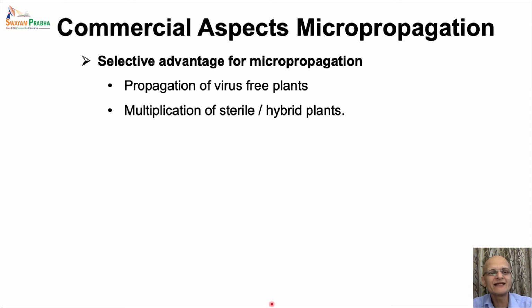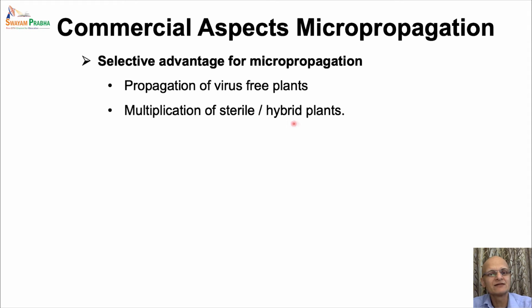Other possibilities are if the plants are sterile. Obviously, if the plants are sterile, these plants would not be able to make seed and so would not be able to multiply through the formation of seeds. Therefore, alternative methods need to be explored, and micropropagation can help in the multiplication of sterile plants if we have some competitive or economic advantage for these plants.